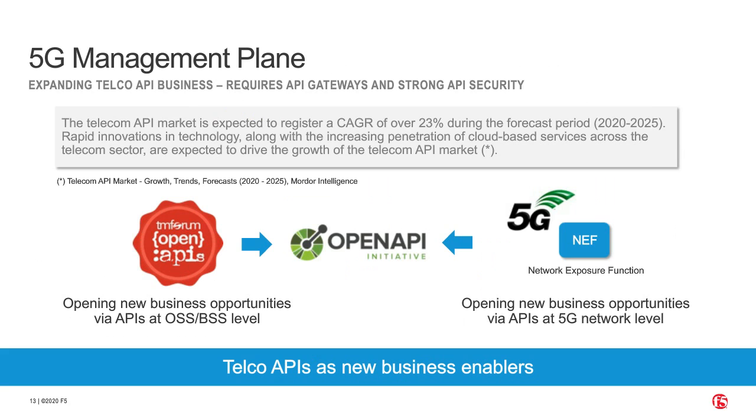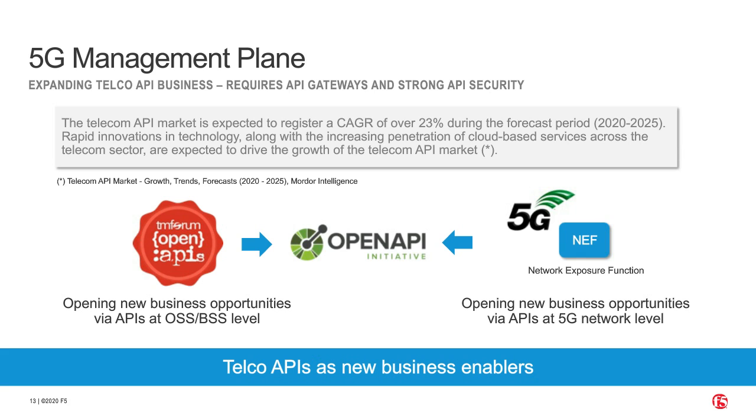Now, 5G management plane, if you look at APIs in general, right, the telco API market is a growing market, and it's growing significantly. As you can see here, it's a report from Mordor Intelligence. They expect that market to grow with a CAGR of over 23% in the next 5 years, and that's significant growth. And the telco API business already started on the OSS BSS side.